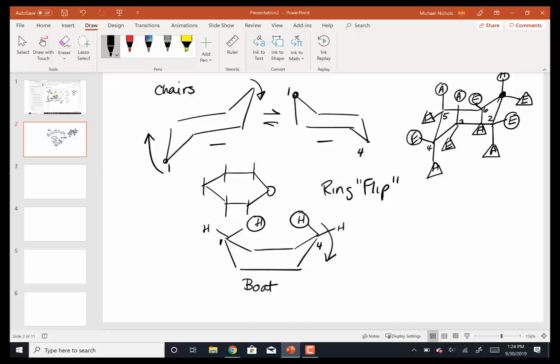What about Gauss interactions? Yes, but let me finish off with the ring flip.